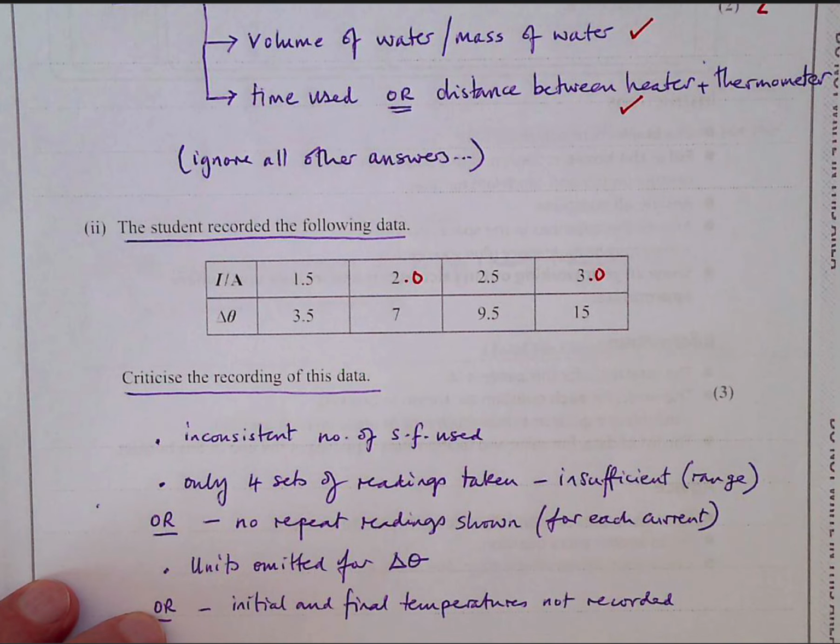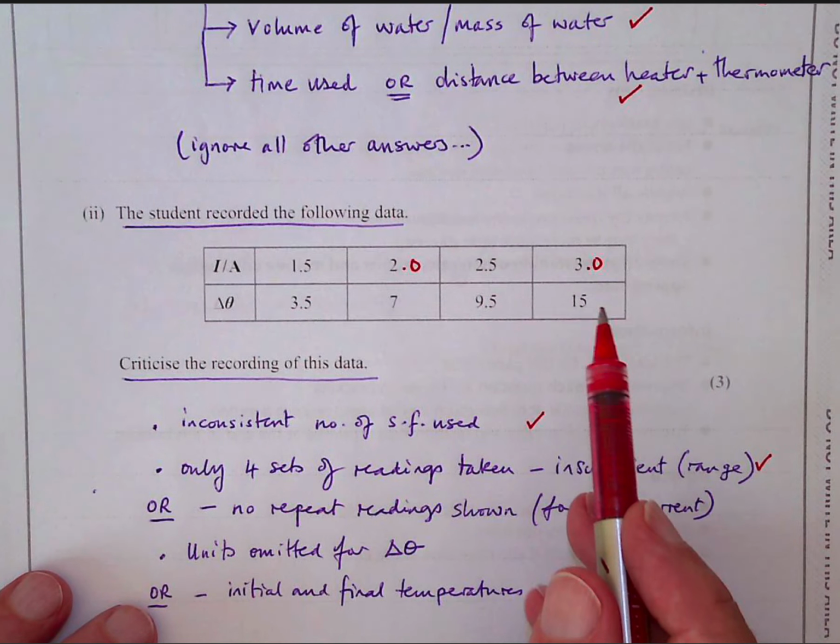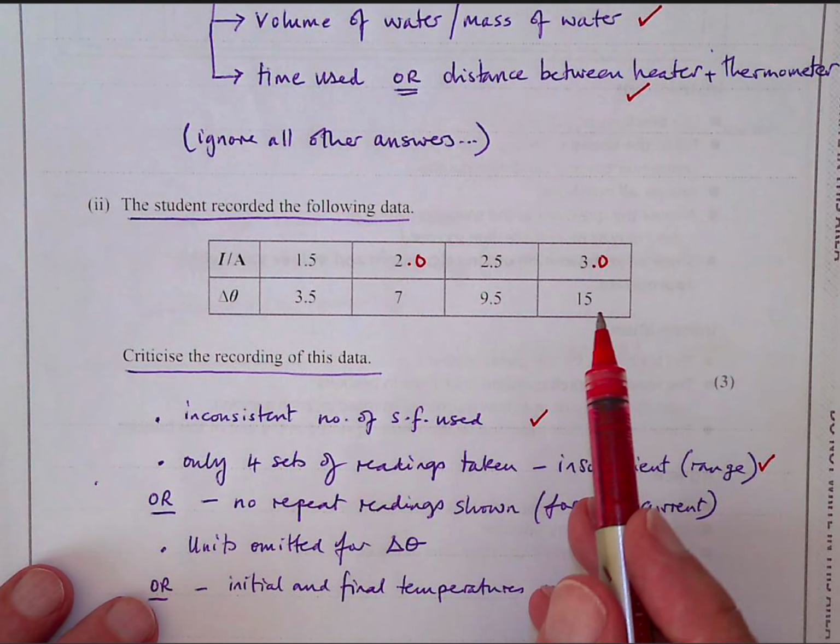And then you'll notice there's only 4 sets of readings, so that's insufficient. So each of these will get you a mark. It's an insufficient range of data. So I always say for A-level we want around 8, ideally 8 pieces of data to get a good graph.